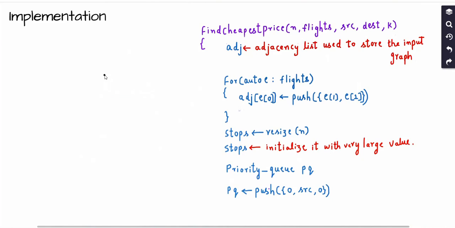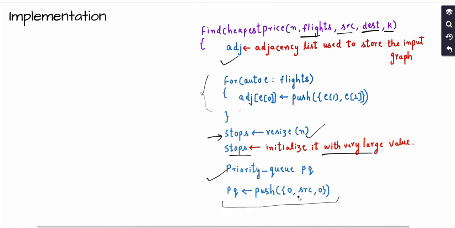So this is my find cheapest price function, which takes in the flights array of size n, source city, destination city, and the upper limit for the number of intermediate stops. I declare an adjacency list which will be used to store the graph. I prepare my directed graph. I declare a stops array of size n, for all the n nodes, and initialize it with a very large value. I declare a priority queue, and I initialize it with the source node. So I push the source node, the distance of the source node, and the number of steps to reach the source node. This priority queue will simply sort these tuples according to the first variable.